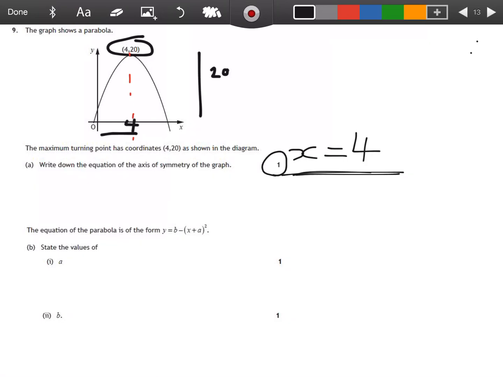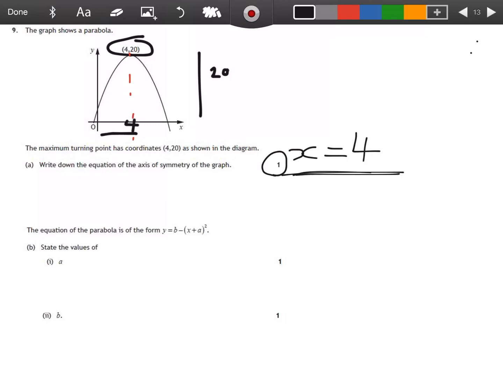Remember, look at how many marks it's worth. It does indicate how much working you're expected to do, just in case you're looking at that thinking, oh, it looks complicated. 1 mark is something quite obvious, okay? Right, part B, these two parts are only 1 mark each as well, so it should be something pretty straightforward.